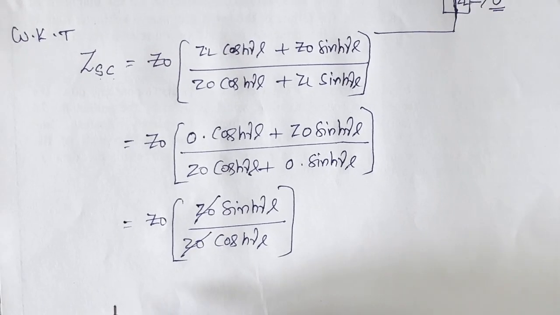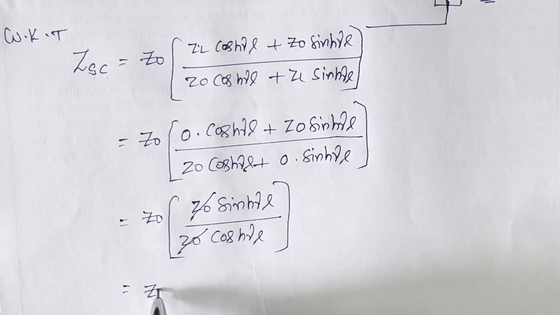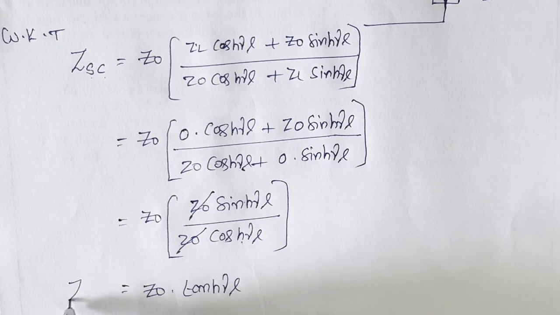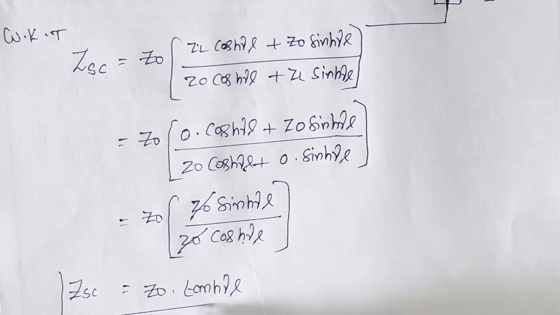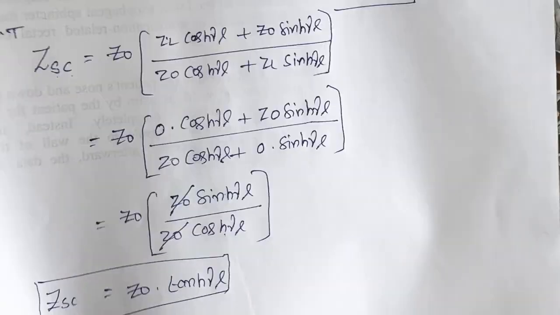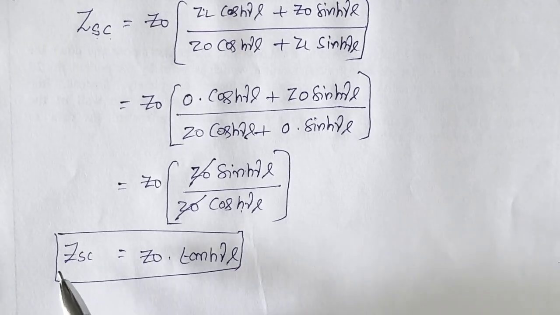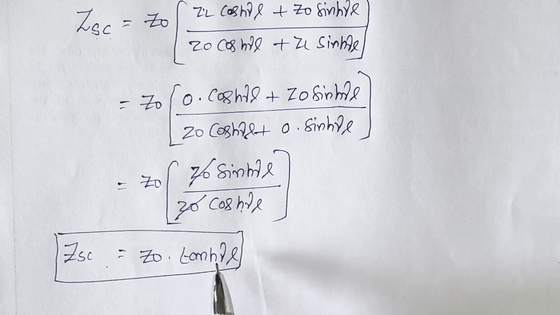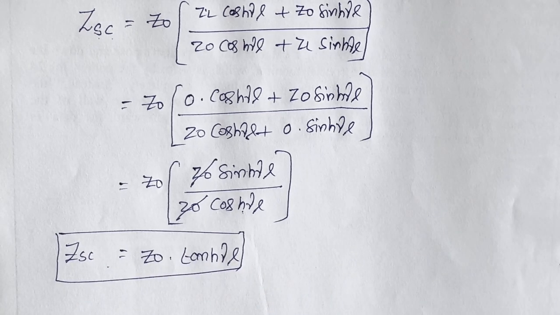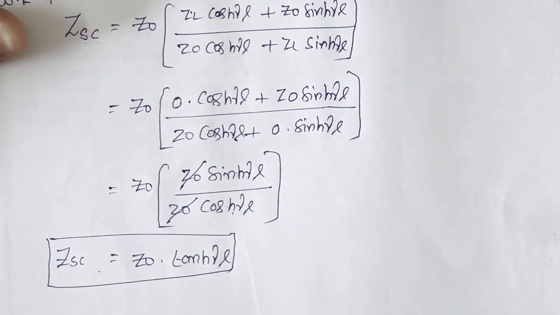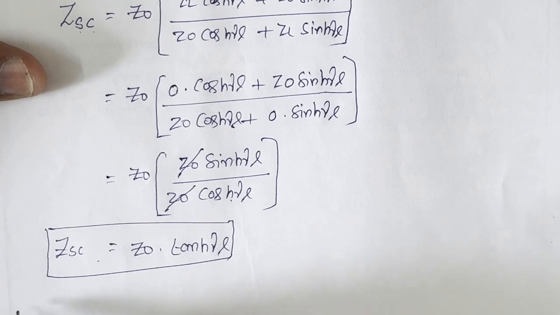Then ZSC is equal to Z0 into sin by cos, that is tan H gamma L. It is ZSC equal to Z0 tan H gamma L. That is the input impedance in case of a short circuited transmission line. Similarly, we have to find the values of reflection coefficient and standing wave ratio.